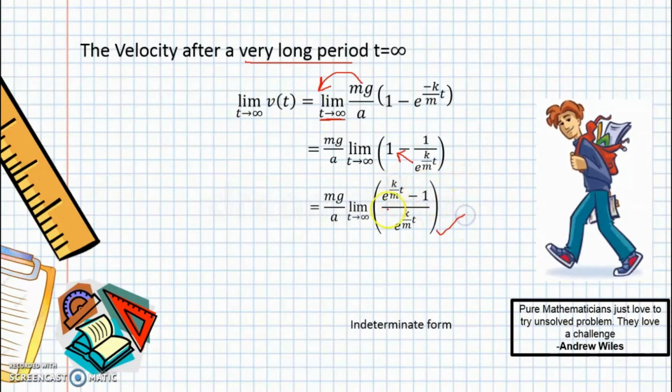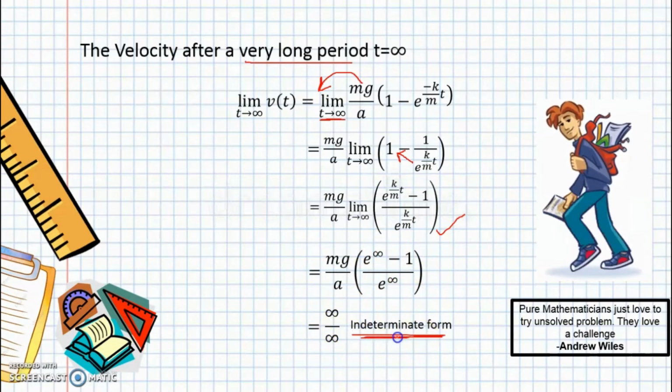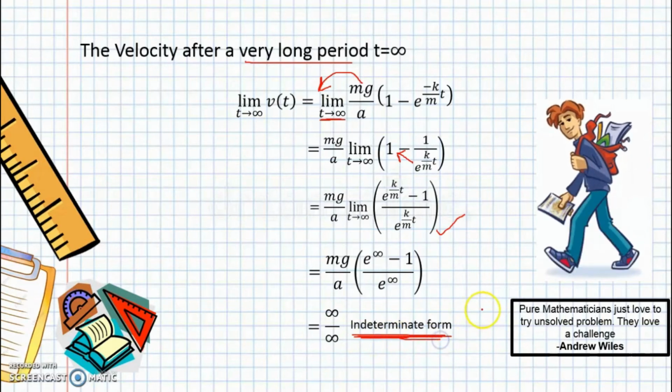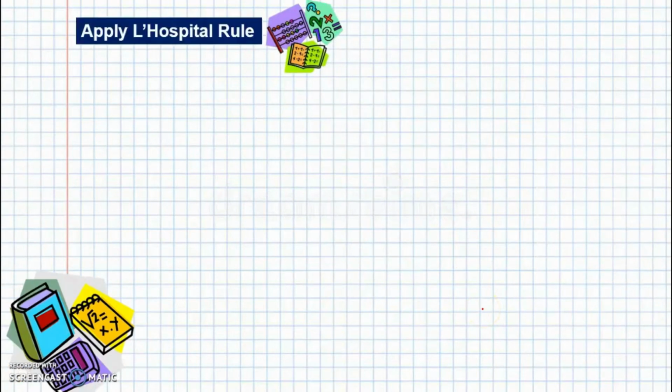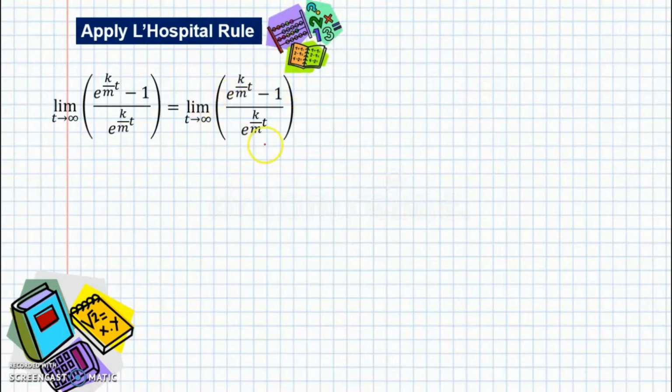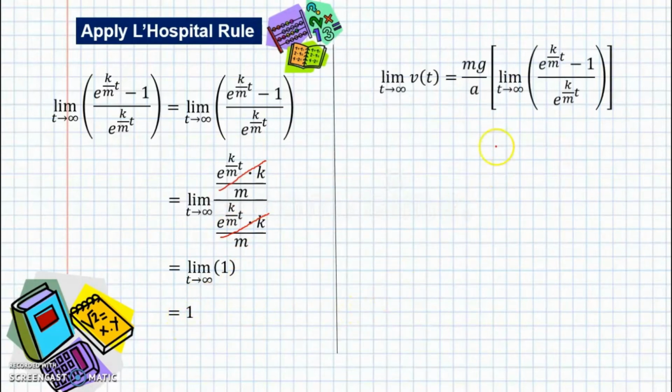We substitute t equal to infinity, we will get infinity over infinity, which is an indeterminate form. So we should apply L'Hospital's rule. When we use L'Hospital's rule, we need to differentiate again, and we need to simplify this equation. We will get 1. And finally, we substitute into this equation, which is equal to 1.